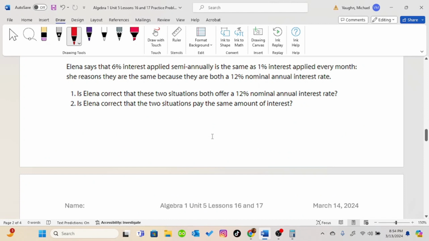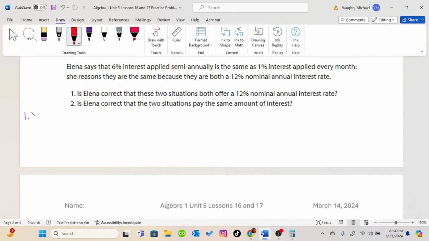Elena says that 6% interest applied semi-annually is the same as 1% interest applied every month. She reasons they are the same because they are both a 12% nominal annual interest rate. Number one, is Elena correct that these two situations both offer a nominal annual interest rate?